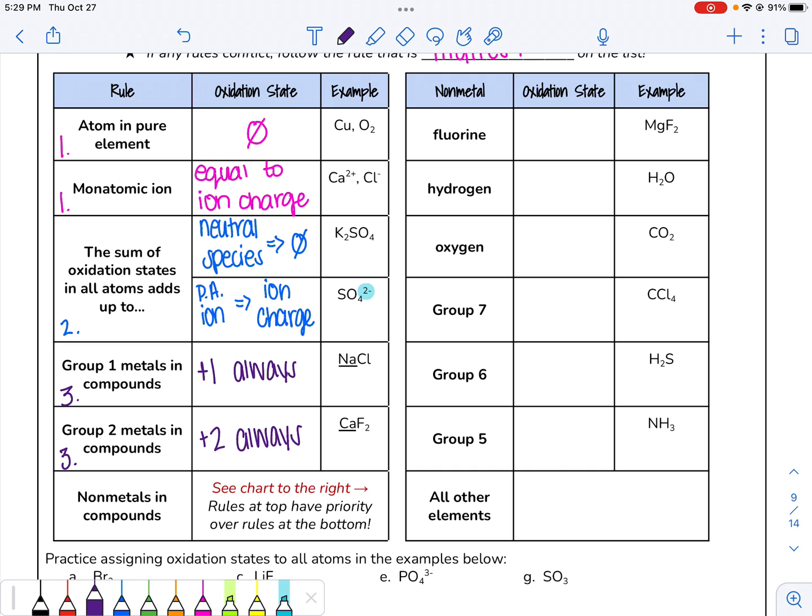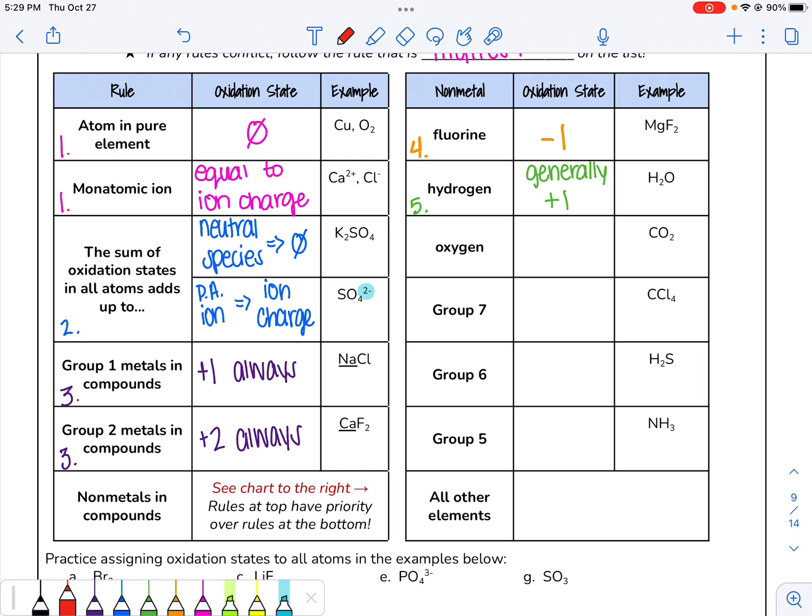There are some other rules for nonmetals in compounds. Rules at the top have priority over rules at the bottom. We're going to start off with fluorine, and we'll call this rule number 4. The oxidation state for fluorine in a compound is going to be -1. The oxidation state for hydrogen in a compound, we'll call this rule number 5, is generally, most often, going to be +1.